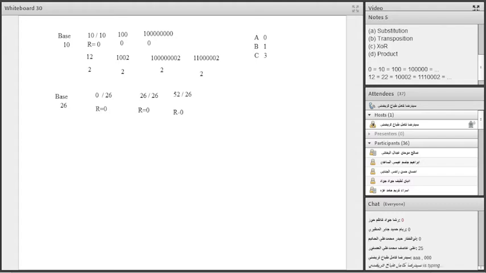For example, instead of the first A, I use 52. Instead of the second one, I use 26. And instead of the third one, I use the calculator. For example, 5 multiplied by 26 is 130.